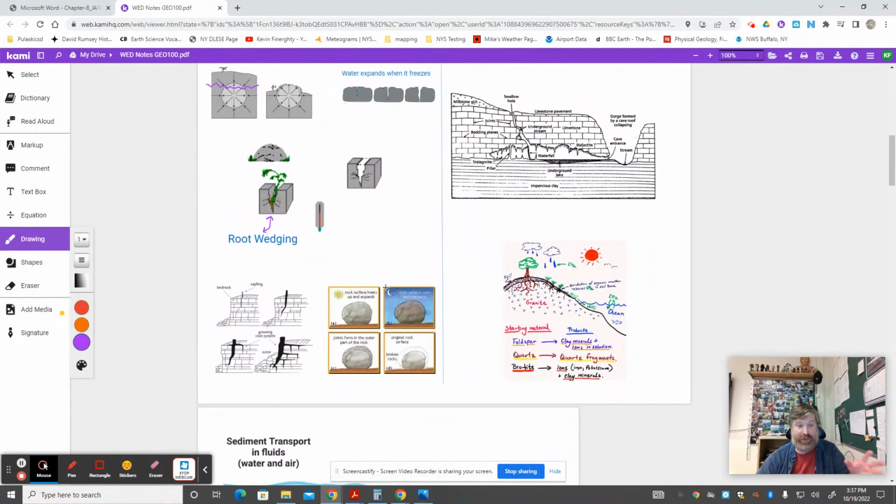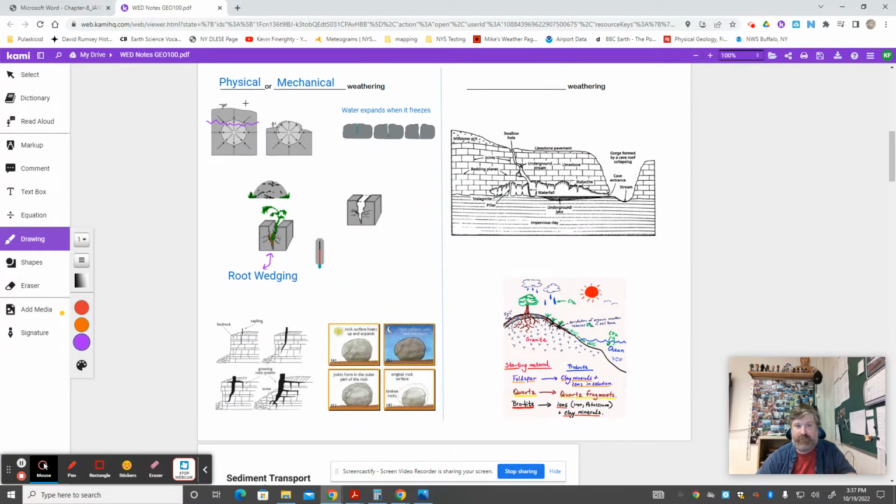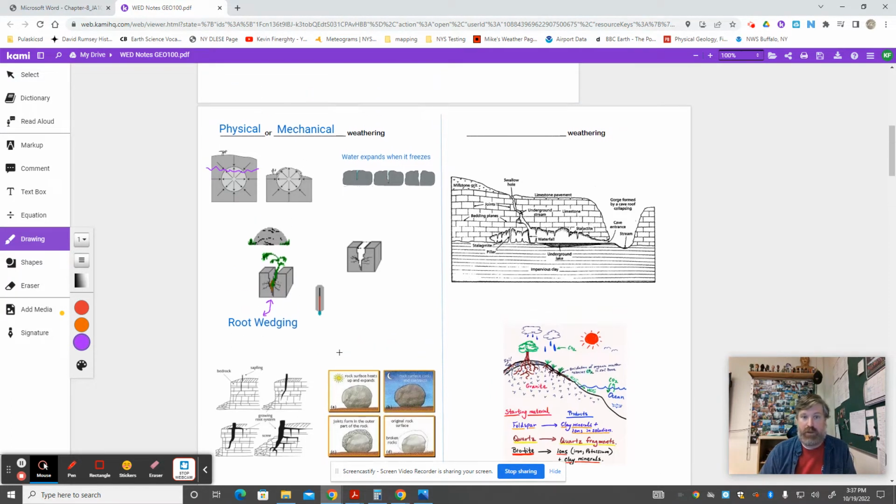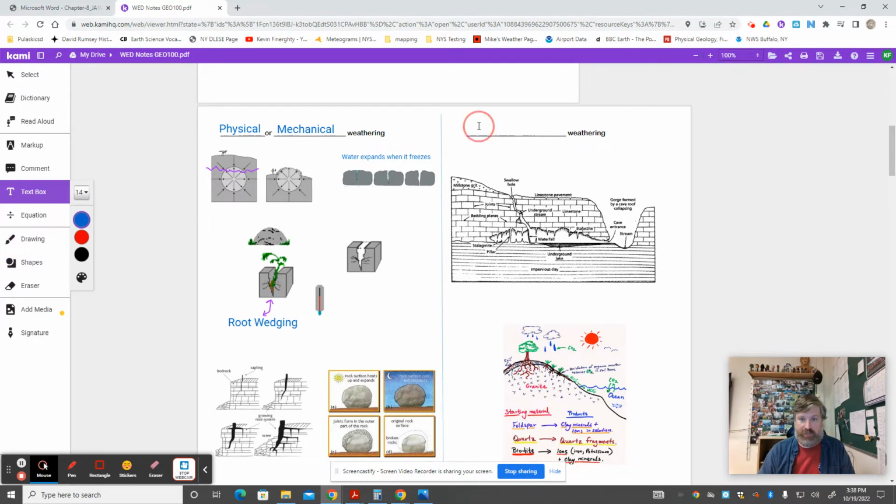So, with all that babbling, what are we talking about here? Physical or mechanical weathering is a way that, I struggle not to use the word physical in the definition, but the rock is physically being broken into smaller pieces, whether that be through roots, freezing, unloading, any of this stuff, right? The other way that rock can get broken down is chemical weathering.